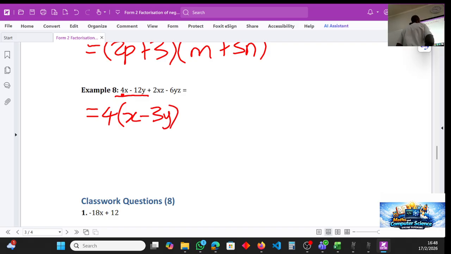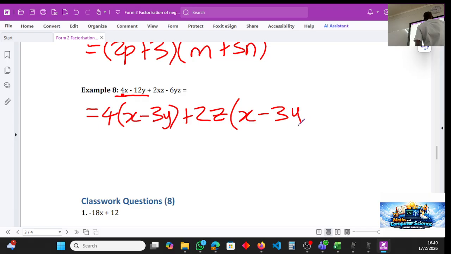Then I'm now on the second part where I've got 2xz minus 6yz. So 2 and 6, the HCF there is 2. When I check the variables xz, yz, z is common, then I'll open my bracket. When I divide 2xz by 2z, I remain with x. There is a minus sign. When I divide 6yz by 2z, well, 6 divided by 2, it gives us 3, and the z's will cancel, I remain with y.